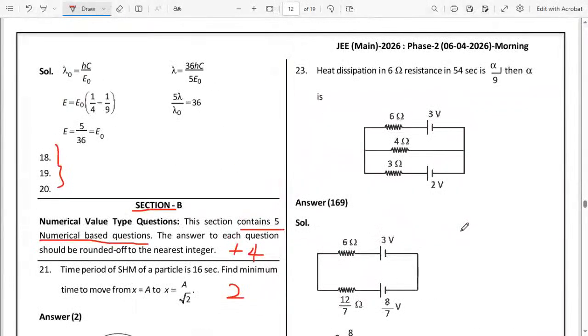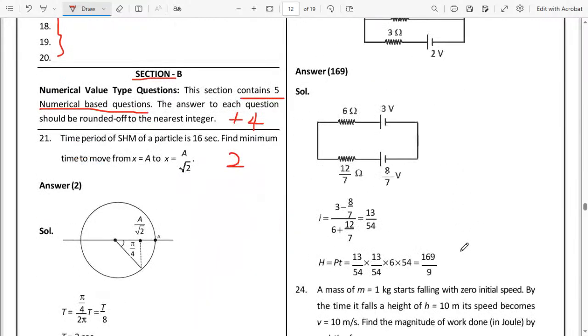Heat dissipation in 6 volts resistance in 54 seconds is alpha by 9. Then alpha is, yes, it is 169. How? Yes, answer is given here, students.